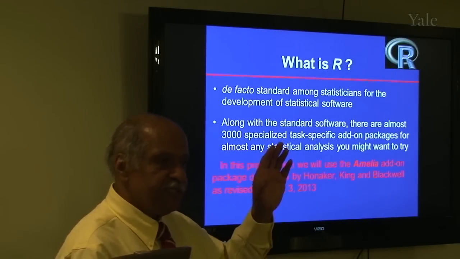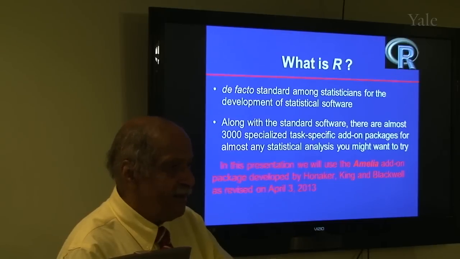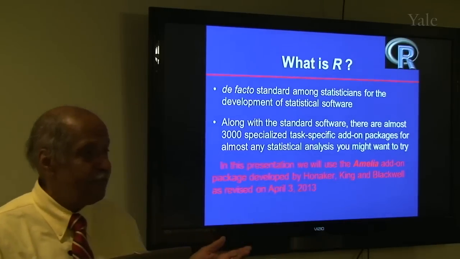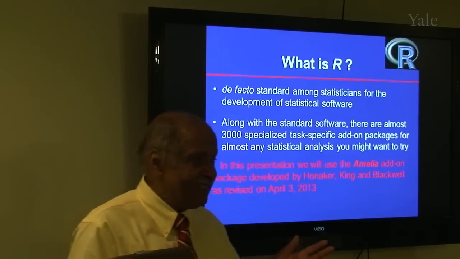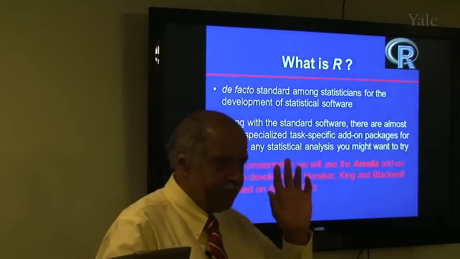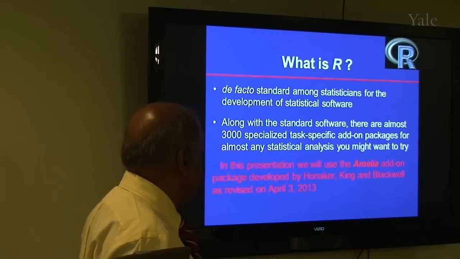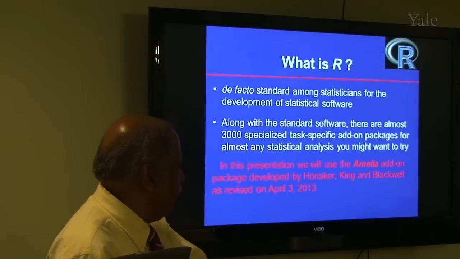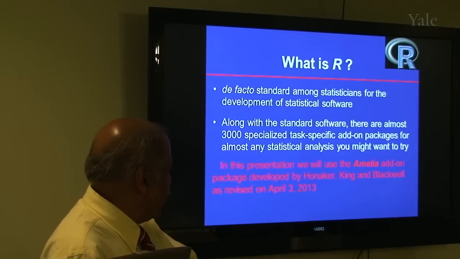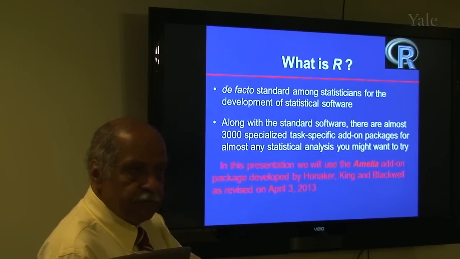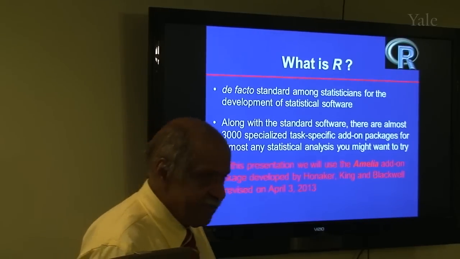If you make a goof, the error message says there's an error on line 5. That's it. It doesn't say code 555 and all this other nonsense. The version we're going to use is the package developed by Honaker, King, and Blackwell, and it was just revised and updated on April 3rd. So this is as up-to-date as you're going to get, folks.